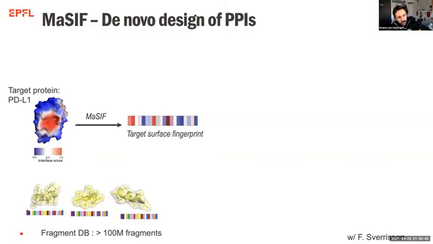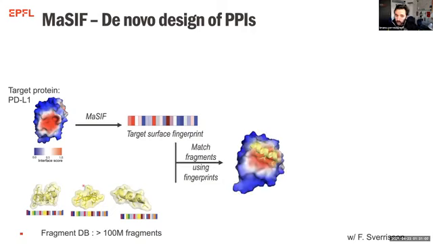So we used MaSIF to predict a site that would be more prone to be targeted by designed molecules, and then we extract the target surface fingerprint. Due to the speed of these docking calculations, we could actually create a large fragment library with 100 million fragments of protein motifs that we could dock into this site. And then we docked motifs into this site, okay?